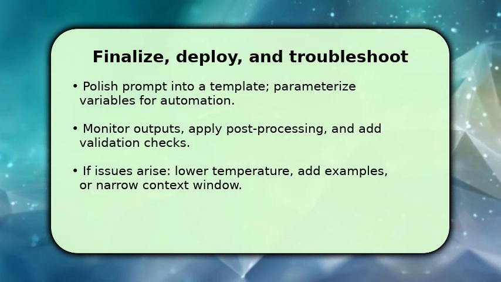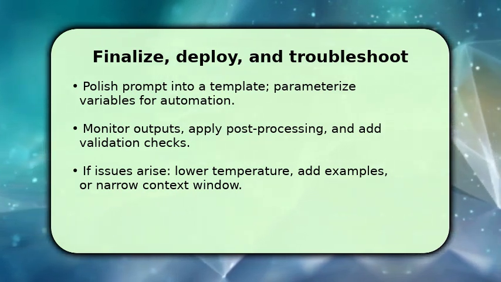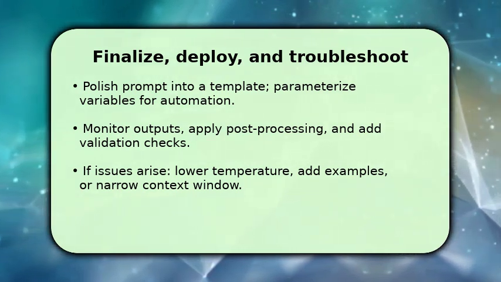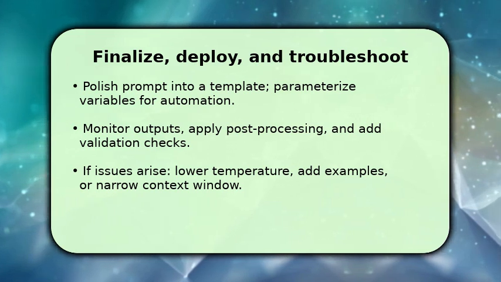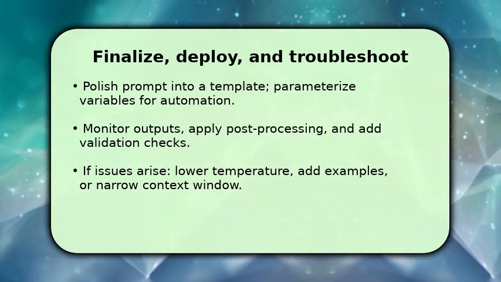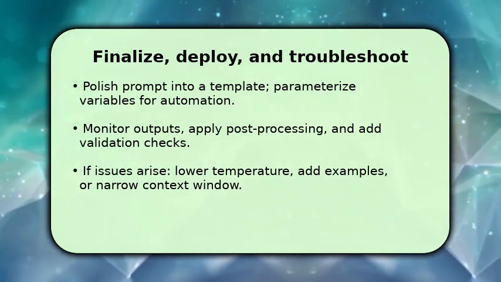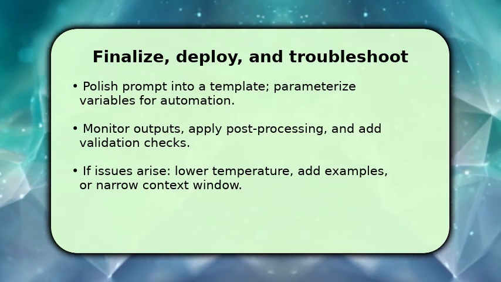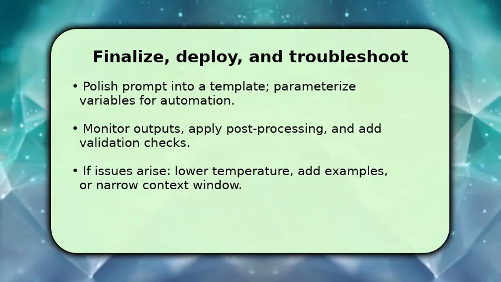If you encounter poor answers, first reduce temperature and add or replace clearer examples, then narrow the context window or tighten constraints. As a last resort, switch models or split the task into simpler subrequests. This approach keeps outputs reliable and easier to troubleshoot quickly.